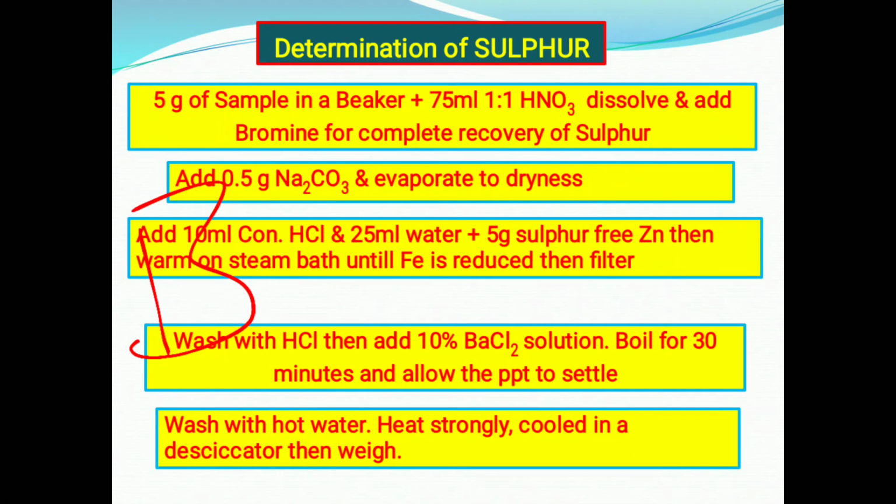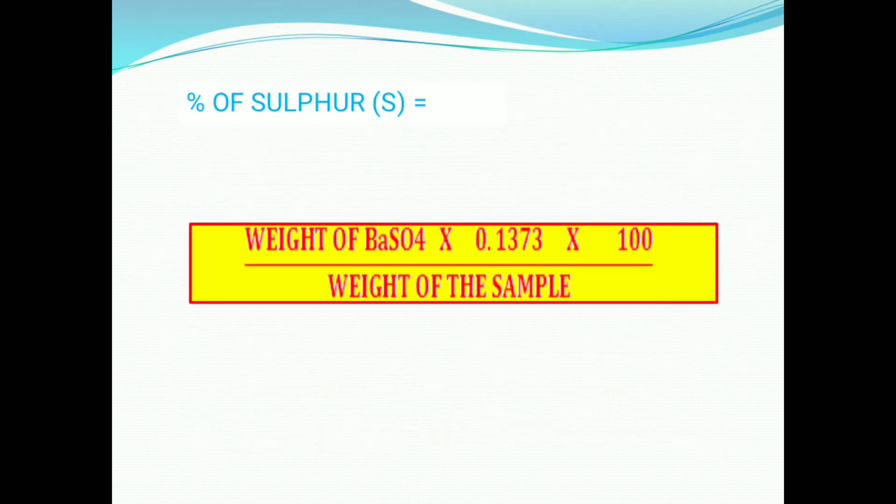So boil it for 30 minutes and allow the precipitate to settle. After that we need to wash the precipitate with hot water, heat strongly, cool it in a desiccator, and then weigh the barium sulfate. So the percentage of sulfur present in blast furnace slag is equal to the weight of barium sulfate formed into the factor.